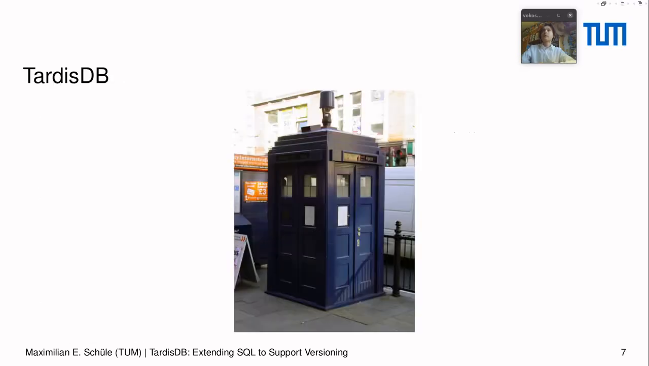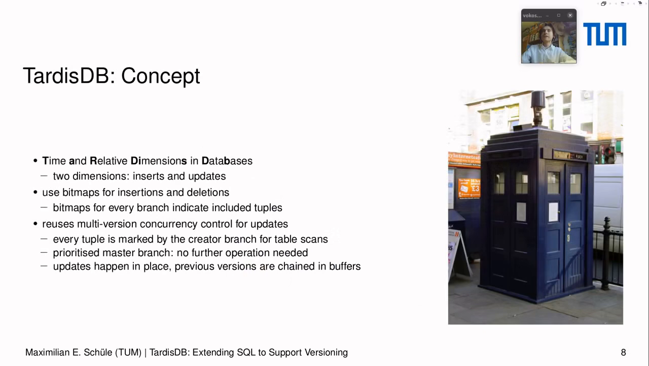We now present the concept behind TardisDB. TardisDB, time and relative dimensions in databases, supports 2 dimensions, one for inserts and one for updates. We use bitmaps for insertions and deletions. The bitmaps for every branch indicate included tuples.